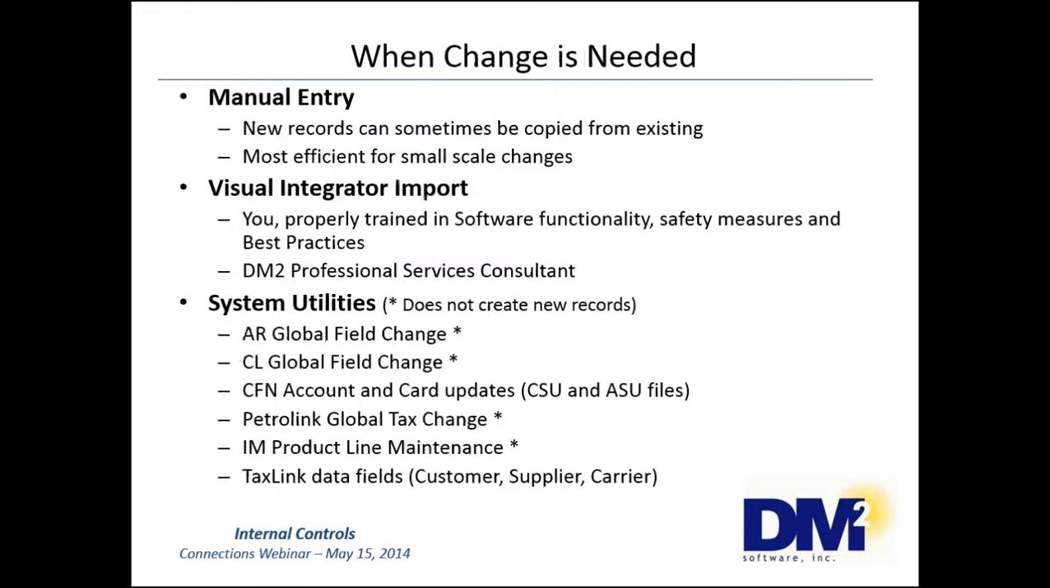When changes are made, there are some things to consider. If you have less than 100 records to change, manual entry is the best method. New records can often be copied from existing records. Manual entry is most efficient for small-scale changes.